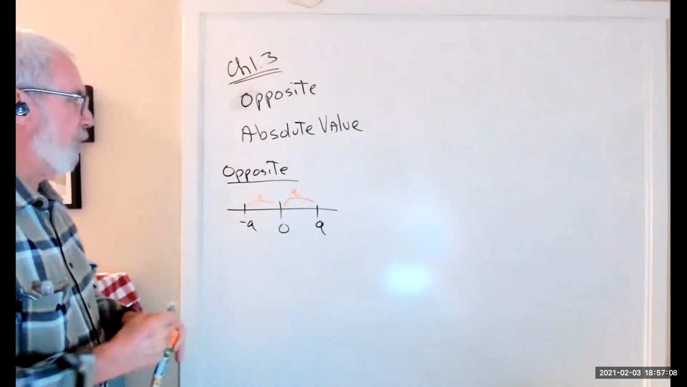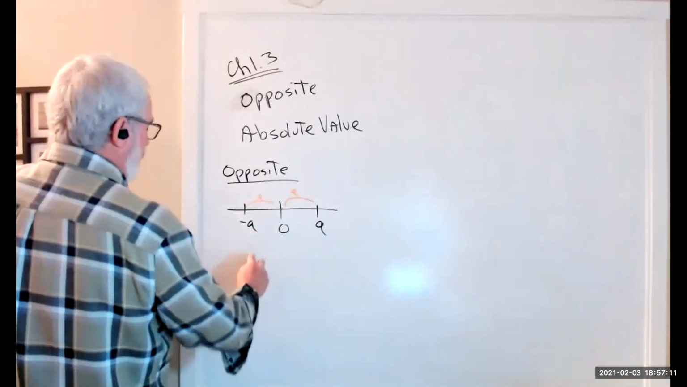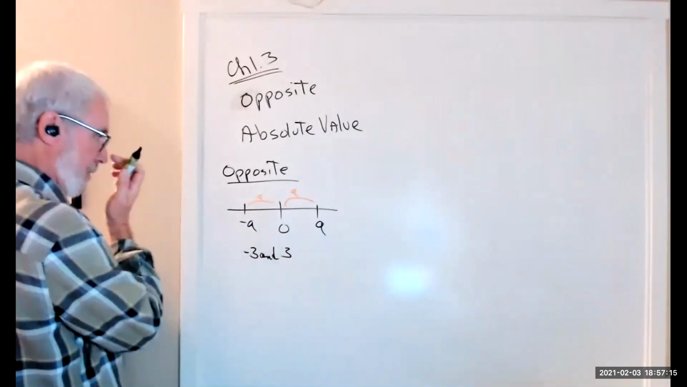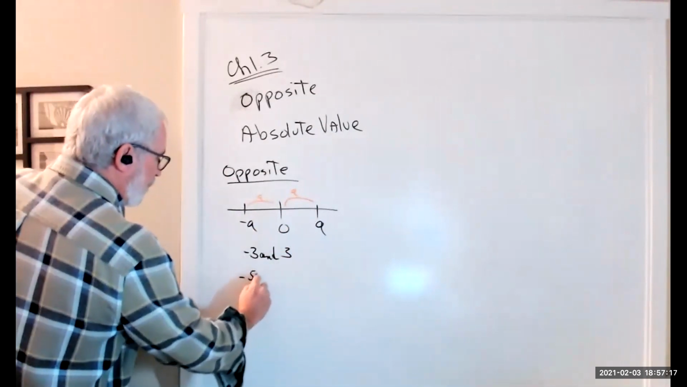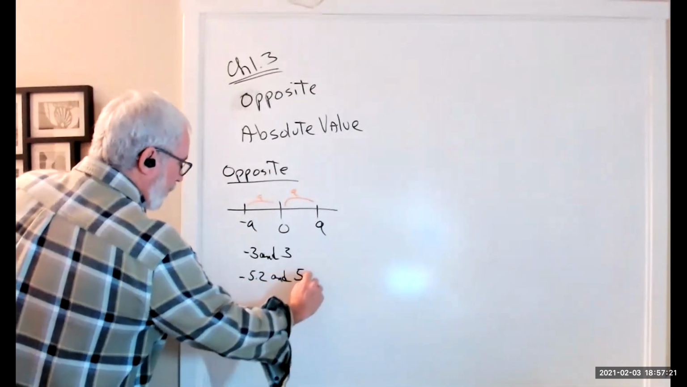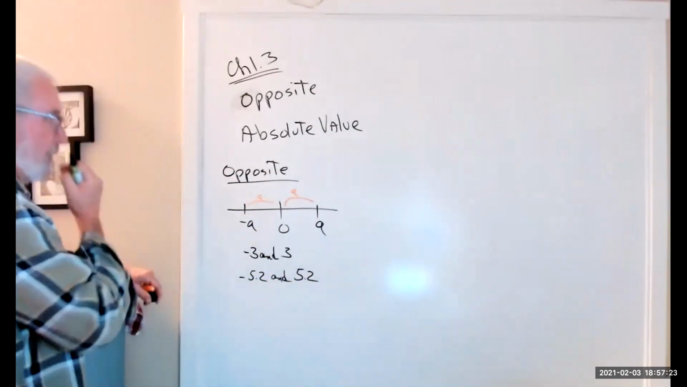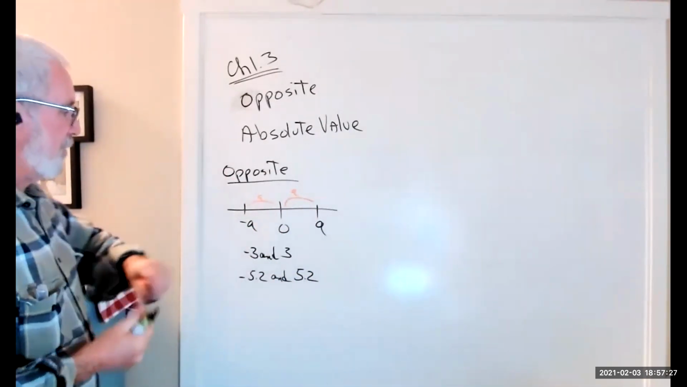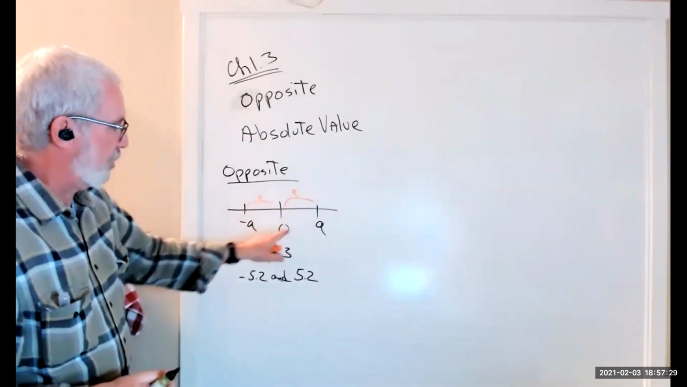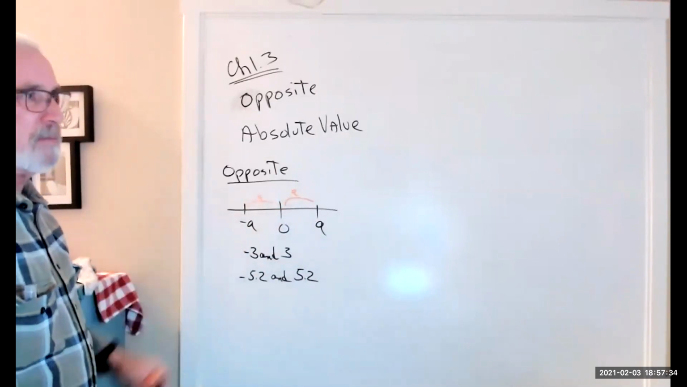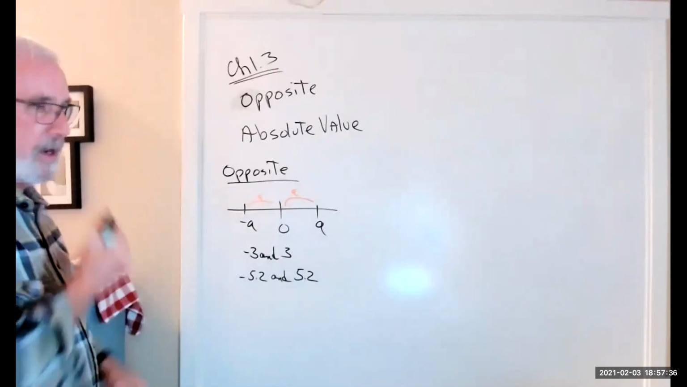Okay. And so for opposites, we have things like -3 and +3, -5.2 and +5.2. Okay, so those are just opposites. They're on opposite sides of the number line. They're the same distance from 0, but one's on the right side, one's on the left side. That's all we mean by opposites.